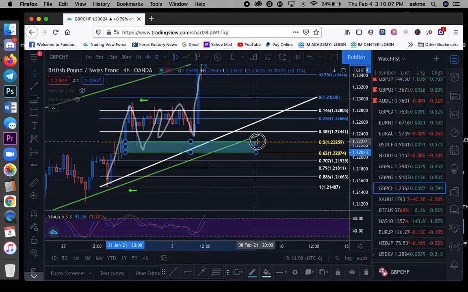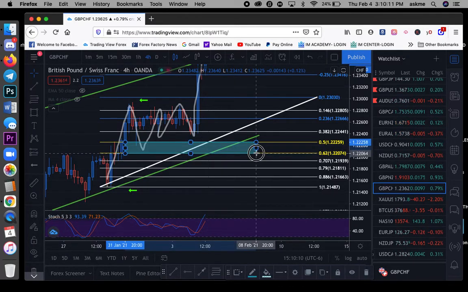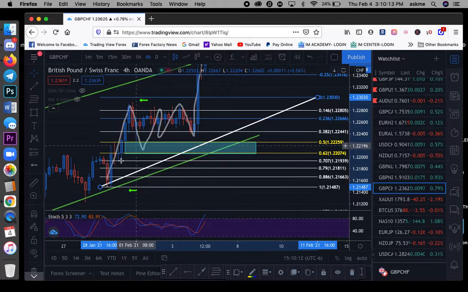So anything that comes close to this box or in this box, we know that that's like an alert for us to take the trade. We're looking for the pullback, right? We're looking for the pullback to enter the trade.